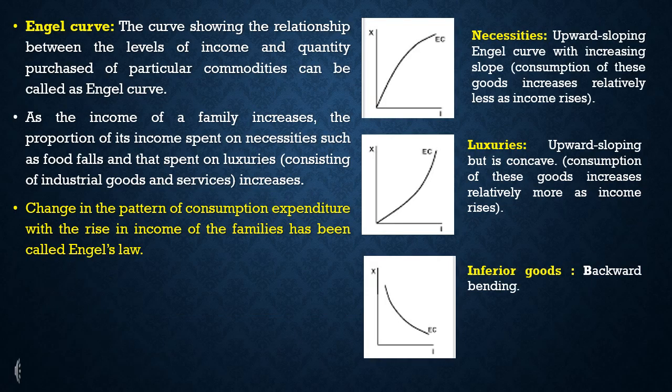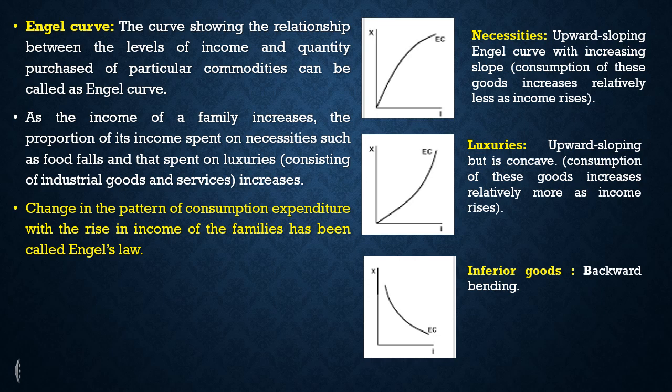Engel curve. The curve showing the relationship between the levels of income and quantity purchased of particular commodities can be called as Engel curve. As the income of a family increases, the proportion of its income spent on necessities such as food falls, and that spent on luxuries consisting of industrial goods and services increases. Thus, the change in the pattern of consumption expenditure with the rise in income of the families has been called Engel's law.